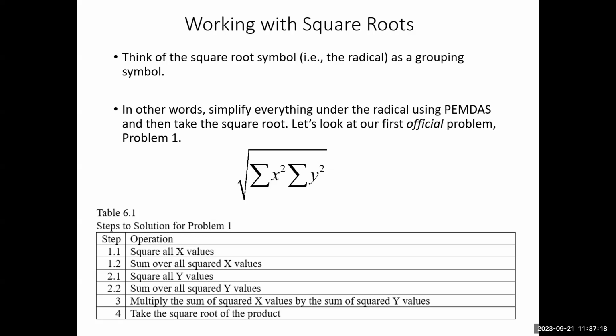So in table 6.1, I give a number of steps there. In step 1.1, we're going to take care of our exponents, so we're going to square our x values. In step 1.2, we're going to sum over those squared x values. In step 2.1, we're going to square our y values. In step 2.2, we're going to sum over our squared y values. In step 3, we're going to multiply the sum of squared x values by the sum of squared y values. And then finally, in step 4, we're going to take the square root of the product, and that will get us to our answer.